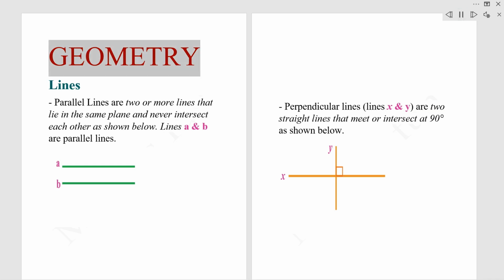Geometry. Lines. Parallel lines are two or more lines that lie in the same plane and never intersect each other, as shown below. Lines A and B are parallel lines. Perpendicular lines, lines X and Y, are two straight lines that meet or intersect at 90 degrees, as shown below.